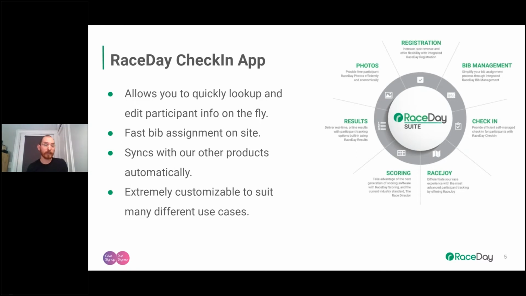Some major features: you can do really fast bib assignments on site. You can quickly look up other info about your participants. It syncs with all of our other products automatically. So if you made a change to, say, someone's event in the check-in app, that would go up to RunSignup, and then that would go back down to any other of our services that you're using, like our scoring system, our results, and everything like that. In addition, it's extremely customizable to suit many different use cases. We found over the many years that we've had this product a lot of really creative uses of it, and I'll talk about that a little bit later.